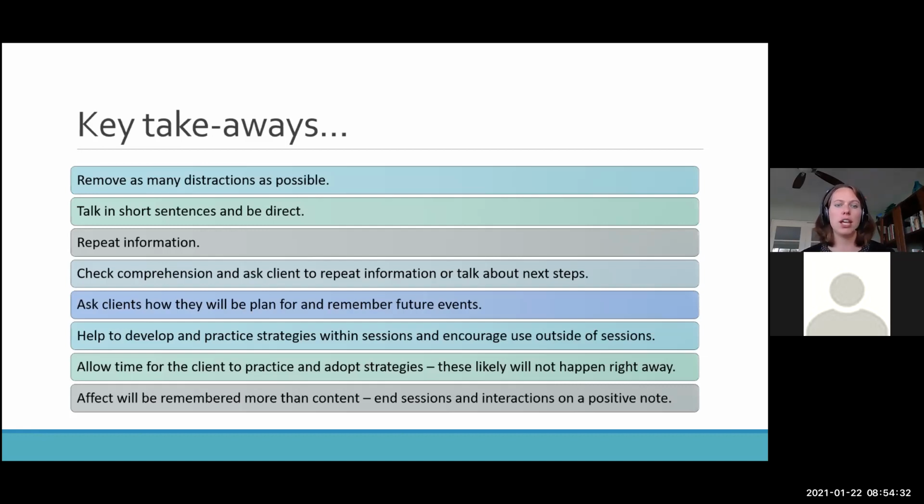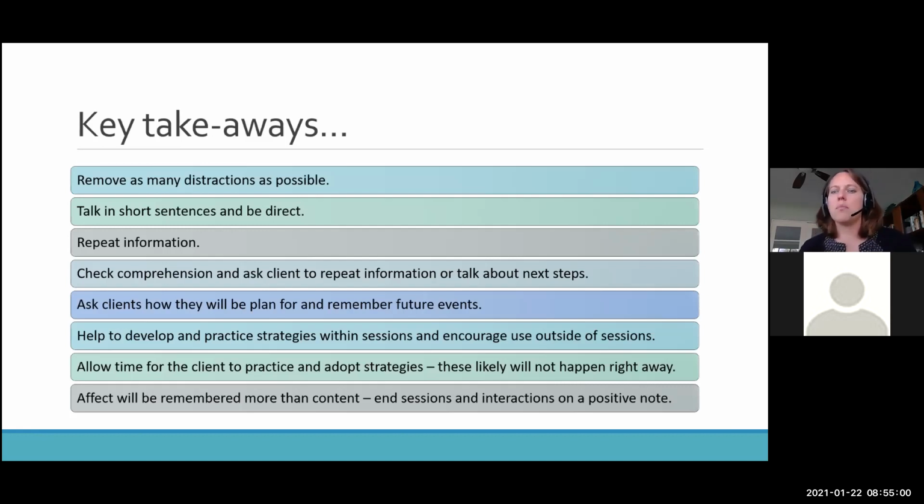Repeat information. Check comprehension, make sure the person knows what you said, remembers what you said, is able to apply what you've said, helping them generate a plan for what's coming next. And then really use your time with the person to develop and practice these strategies, right? The person may need a few times with coaching and assistance to really get it, to really use it, to apply them, and to be able to apply them outside of your office.